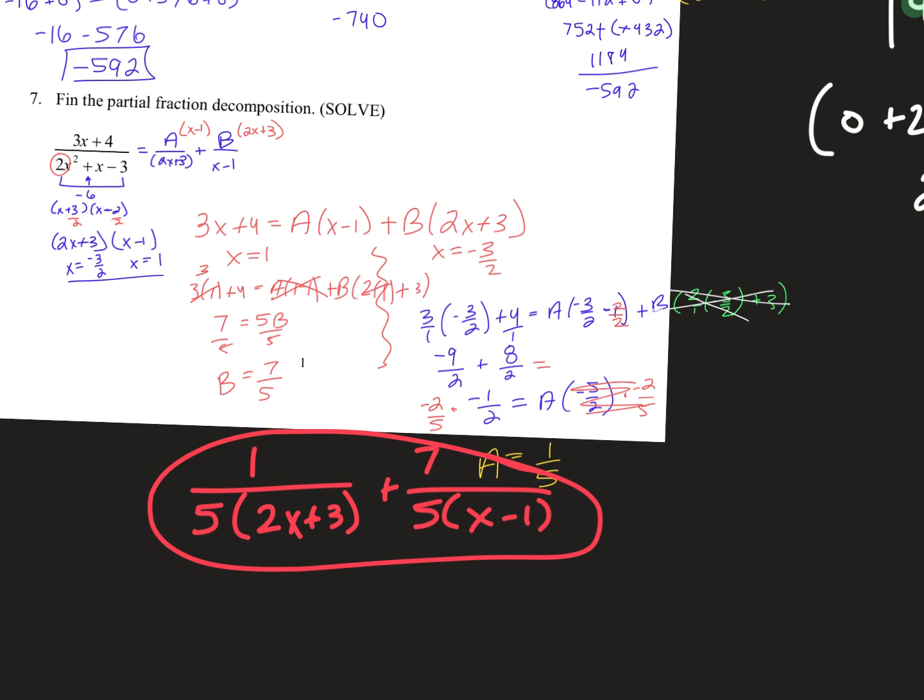Questions about that? Like if your A, you wouldn't write it as 7 over 5 over x minus 1. You put the numerator, the denominator goes here. You've got to put it down in there.